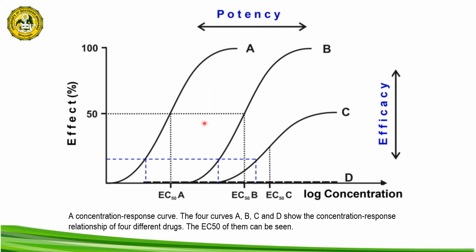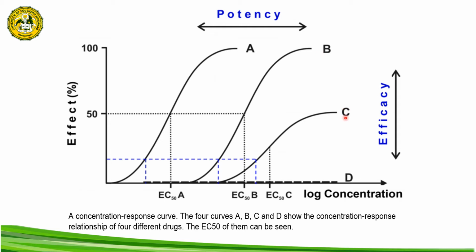As you can see here, in terms of potency, drug A is considered the most potent of all the drugs because it was able to achieve EC50 at a lower dose. In terms of efficacy, A and B have the same efficacy, and C has a lower efficacy compared to A and B. Drugs A and B are full agonists because they were able to achieve maximum effect.